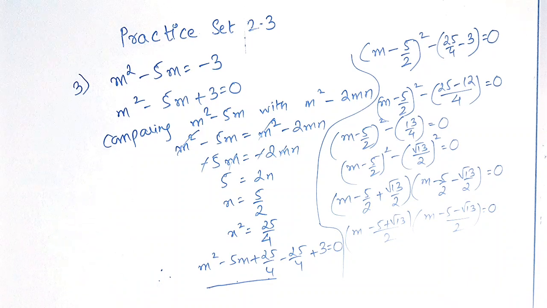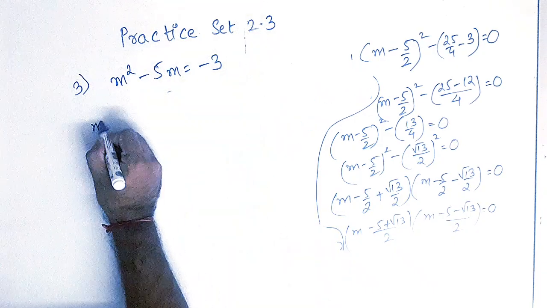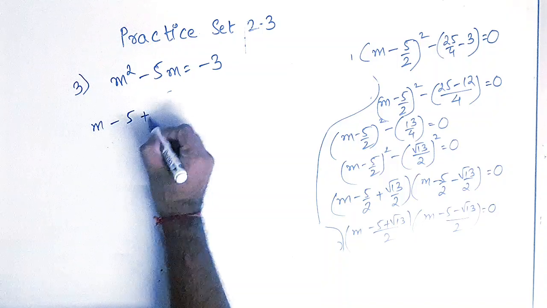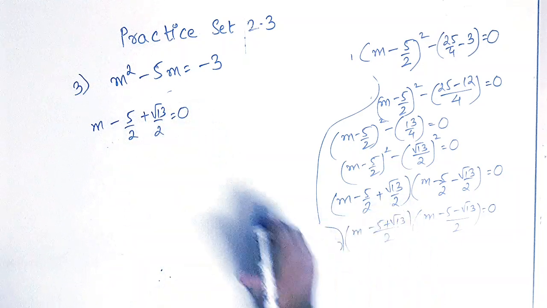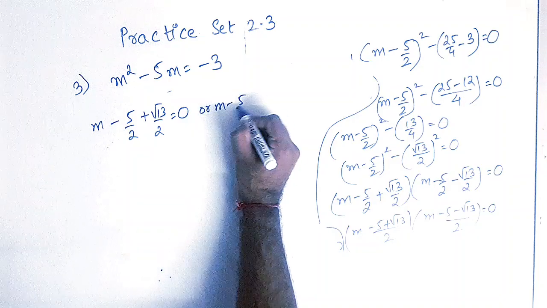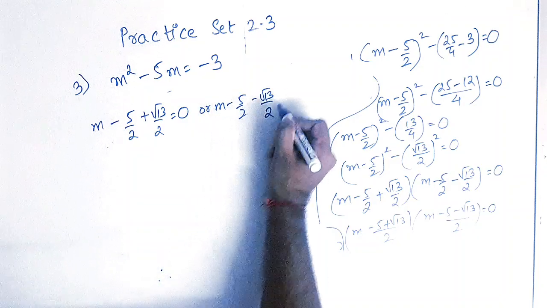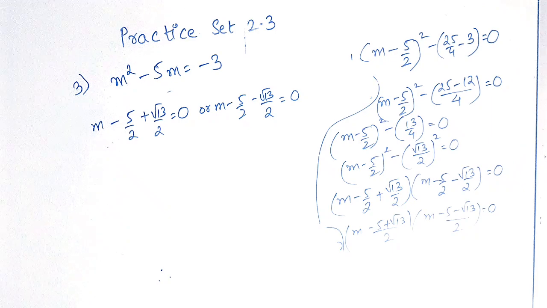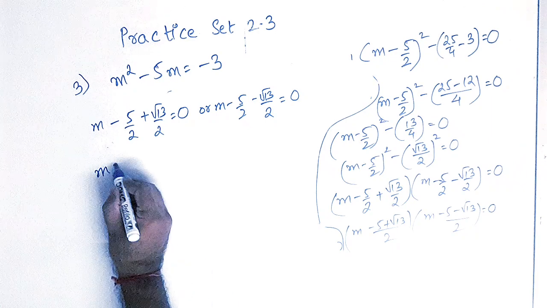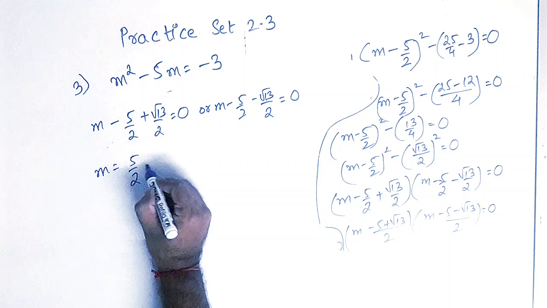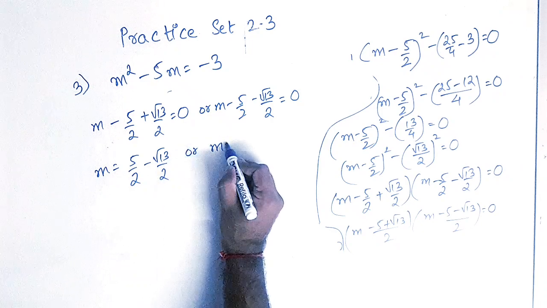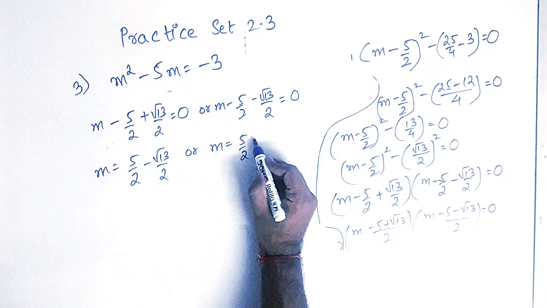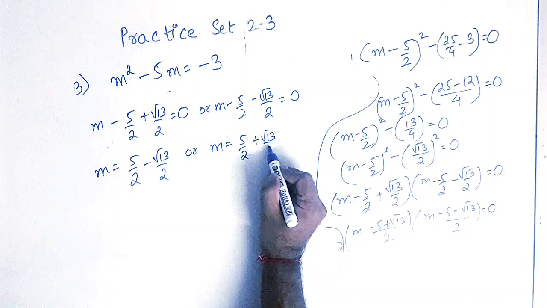So I'll clean this. So this will be m minus 5 by 2 plus root 13 by 2, okay, I'll keep it separate now, equals 0, or m minus 5 by 2 minus root 13 by 2 equals 0, okay. So here m equals 5 upon 2 will go here, this will also go here, minus root 13 by 2, or m equals 5 upon 2 plus root 13 upon 2.